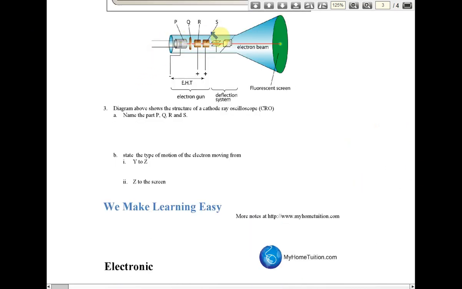Okay, so this is the structure of a cathode ray oscilloscope. So first they want you to name the part, or label the part. What is P?